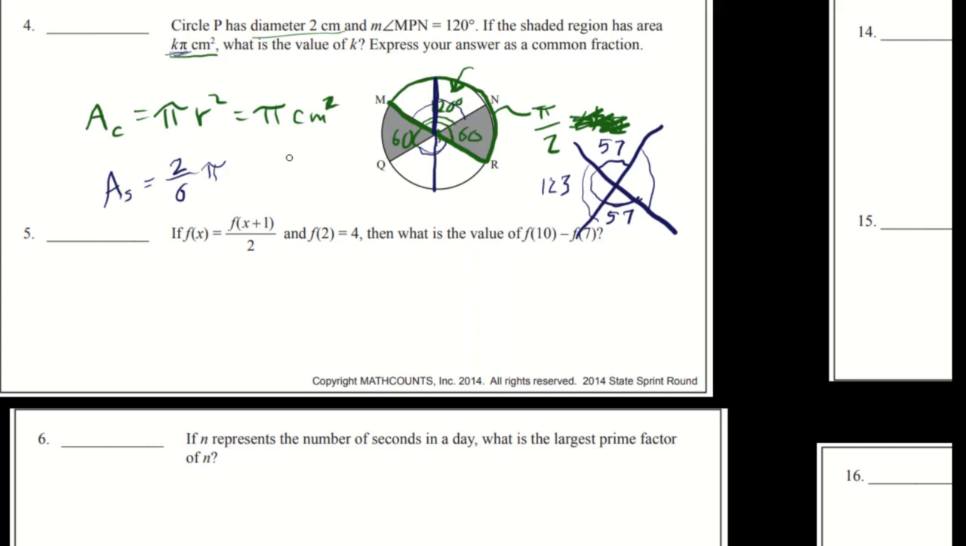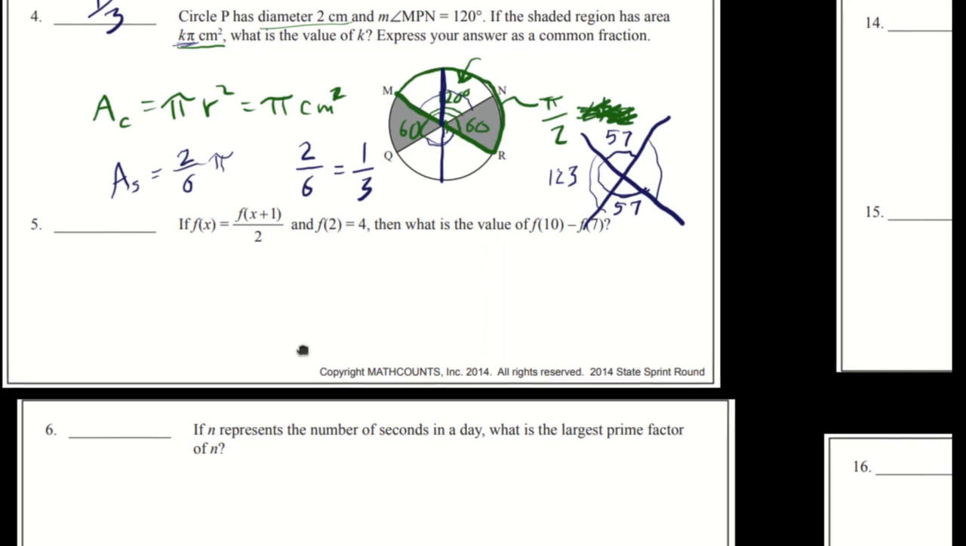But in MathCounts, they don't like you to give answers of 2/6. Why not? Yeah, they like you to simplify it. So it's 1/3. And you can also think about this. That's 1/3, because you've got these two together is 1/3, and this top part is 1/3, and this bottom part's 1/3. So it's 1/3 of the circle. All right, cool. Let's take a look at this next one.